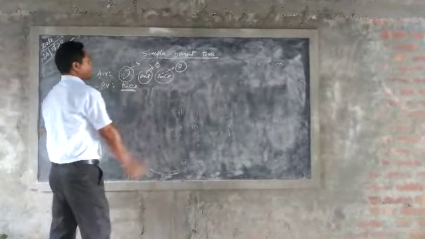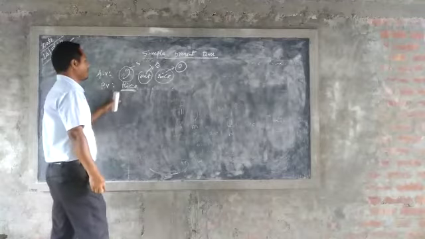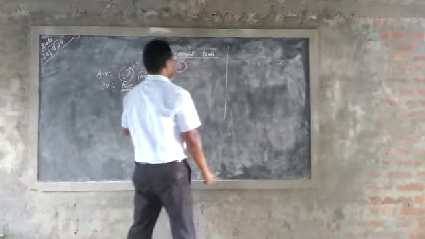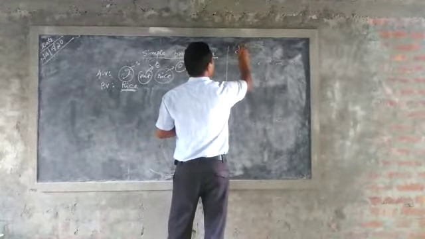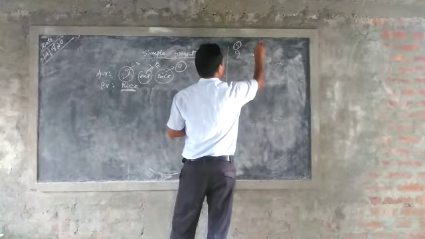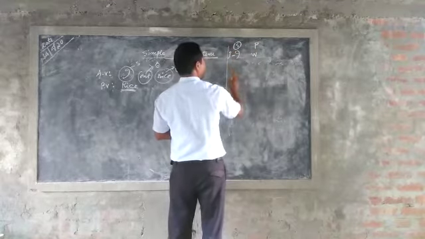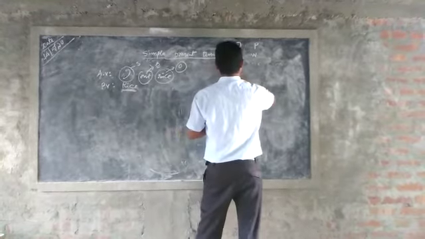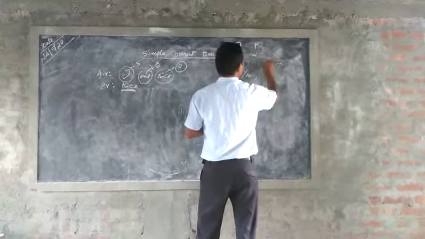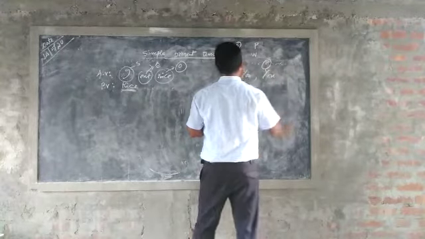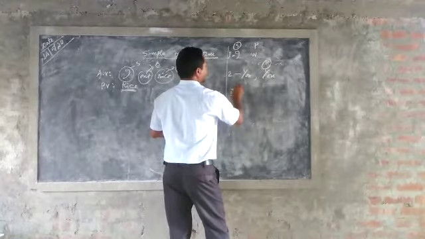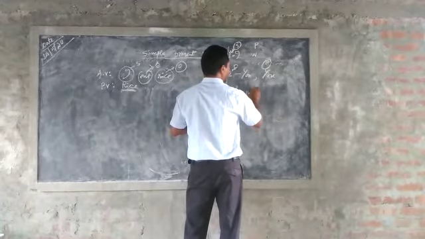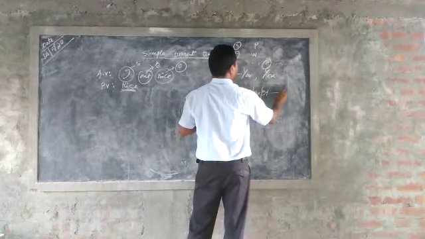Rice is third person singular. First person singular is I. We is first person plural. Second person singular is you, and plural is you. And in the third person, third person singular is he, she, it.